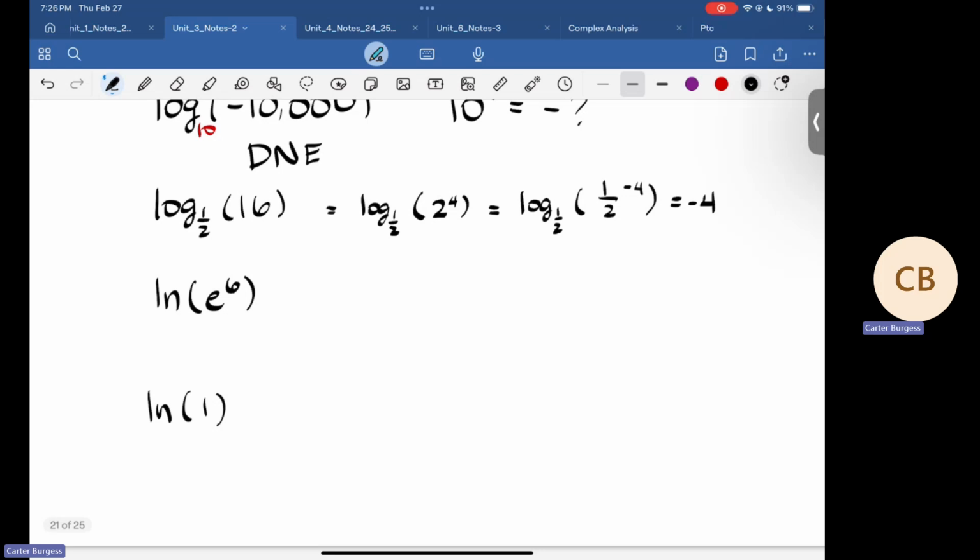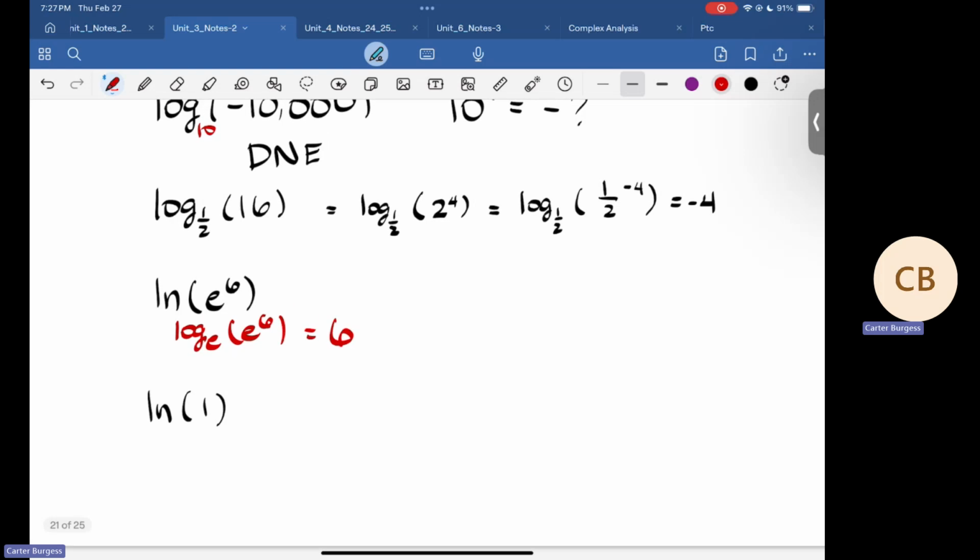Okay, ln of e to the 6th, this one's not too bad. Ln, we know, of course, is our log base e of e to the 6th. What power do I have to raise e to in order for it to equal e to the 6th? That's just 6.